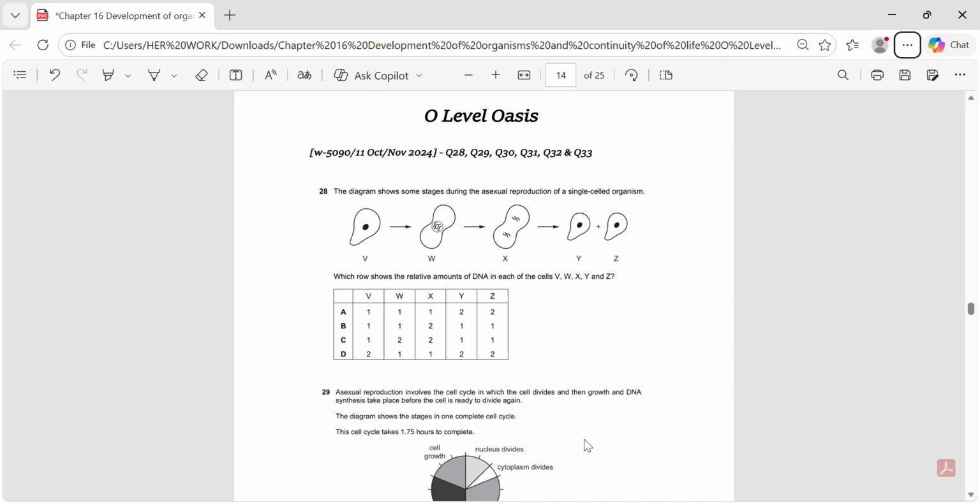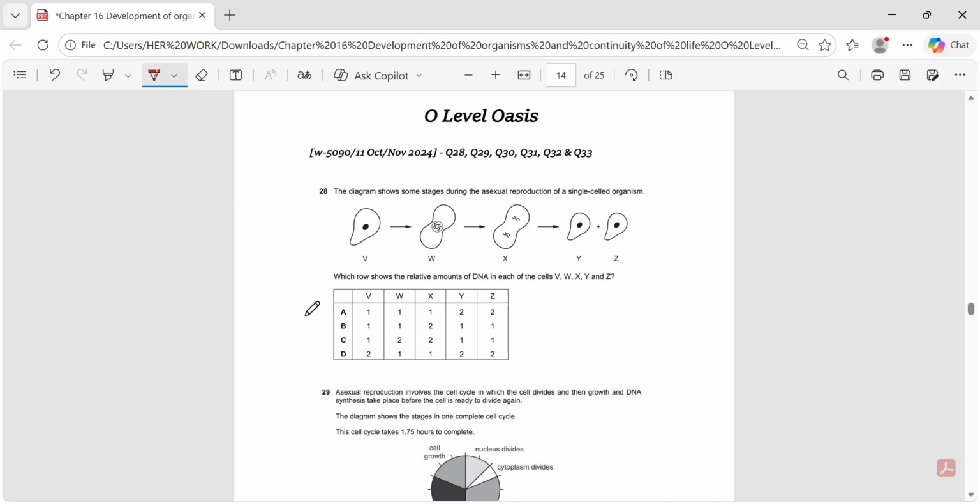We need to follow how the amount of DNA changes as the cell prepares to divide and then splits into two daughter cells. As we look here, the parent cell at stage V starts with a normal amount of DNA, which we take as 1. Then in stage W, the DNA starts to replicate, so the amount doubles to 2. In stage X, the cell is preparing to divide and still contains the doubled DNA, so it remains 2.